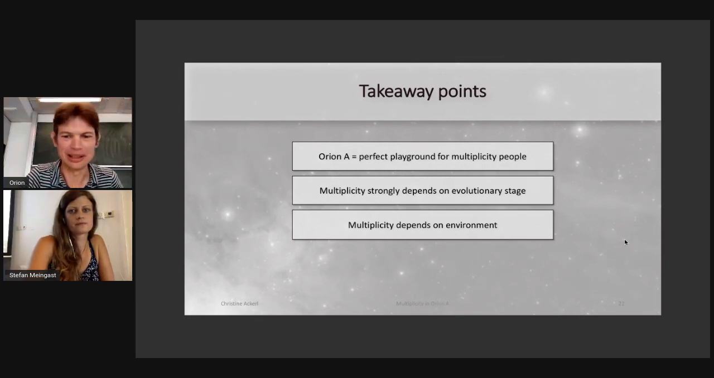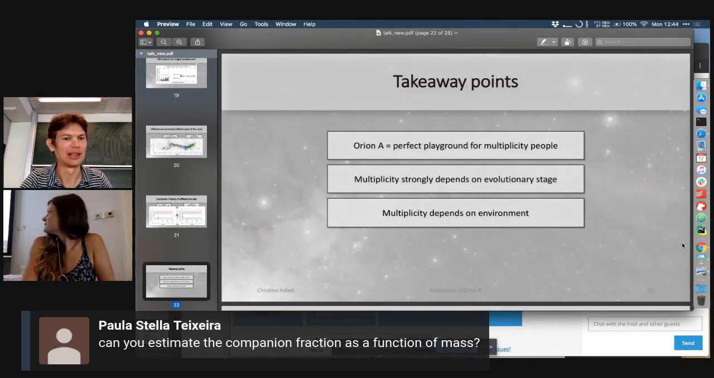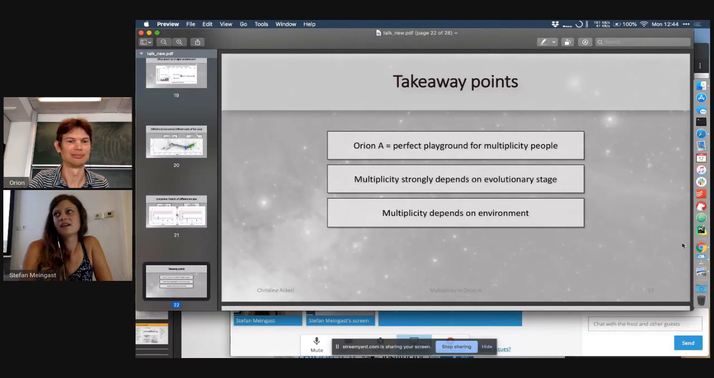Yeah, thank you. I already see one first question online here by Paula. Can you estimate the companion fraction as a function of mass? Currently not, because I also don't have any mass estimates. I could, of course, do this as a function of magnitudes, but I haven't done it so far.